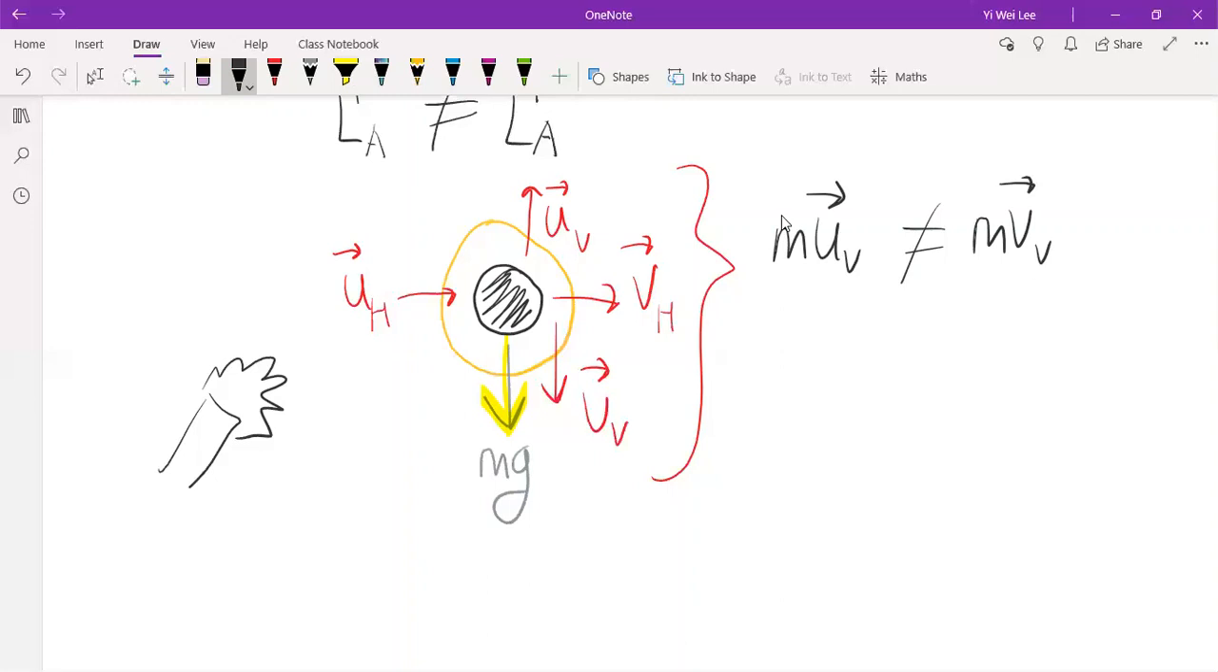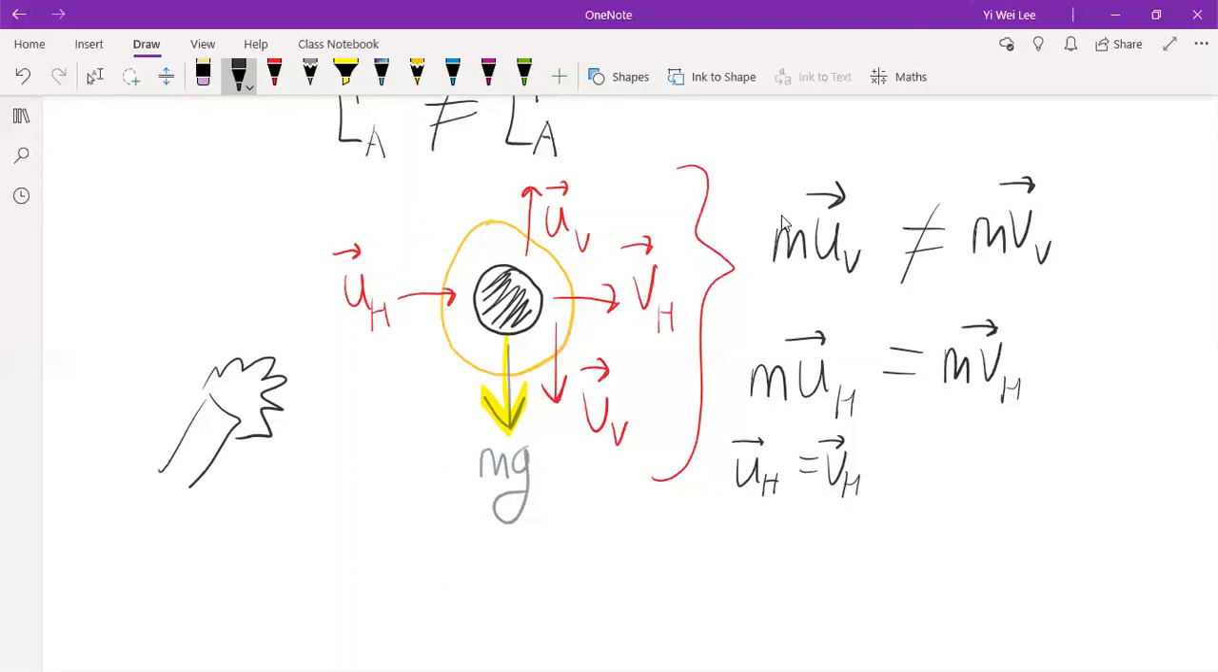However, if we take a look, the initial horizontal momentum, which is MUH, actually equals the final horizontal momentum. As we know, for projectile motion, the horizontal velocity doesn't change. In other words, we can say with great certainty that UH equals VH. The horizontal velocity initially and after the recording period is always the same.